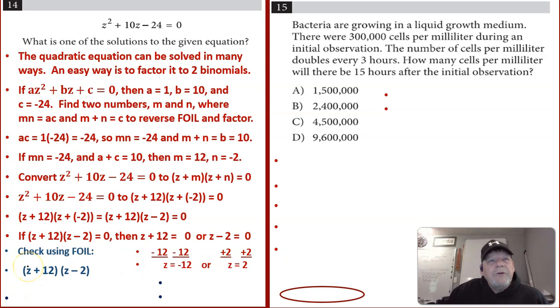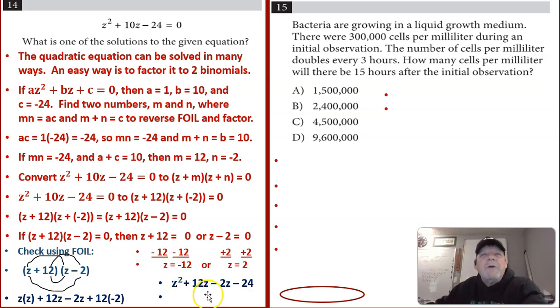So they're going to do first, which is z times z, and then they're going to do outer, which is z times a negative 2, inner, 12 times a z, and then last, 12 times a negative 2. And when you do that, you end up getting z times z, that is my first one, which is your z squared. And then you get z times your negative 2, which is your minus 2z, 12 times z, and then 12 times the negative 2.